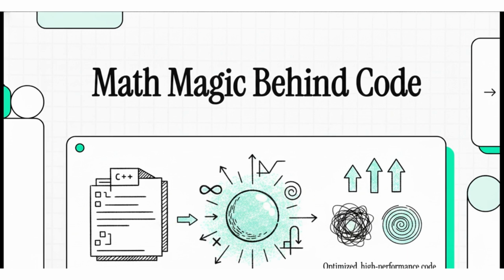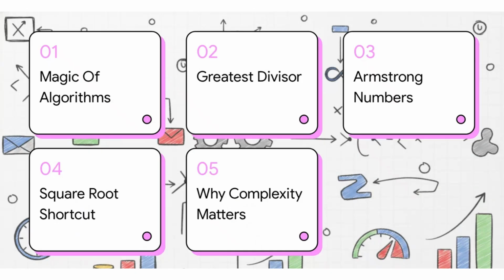So, we're going to unpack exactly how understanding the underlying math can transform slow, brute force scripts into incredibly elegant, high-performance code. Here's our roadmap for This Explainer. First, the magic of algorithms. Second, finding the greatest divisor. Third, decoding Armstrong numbers. Fourth, the square root shortcut. And finally, why complexity actually matters.